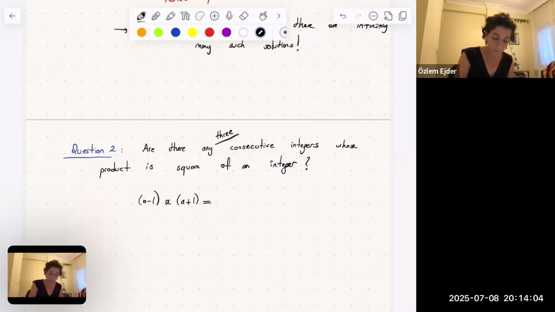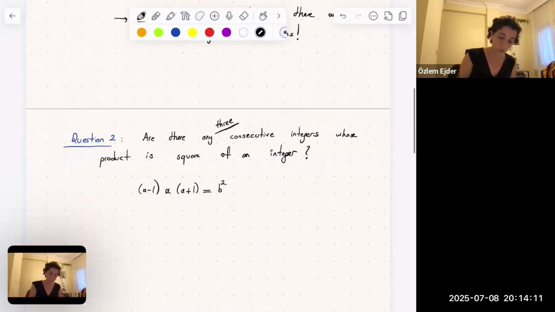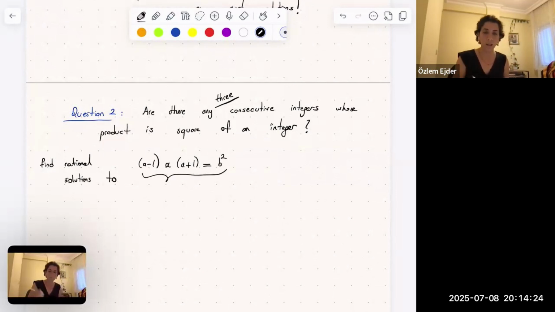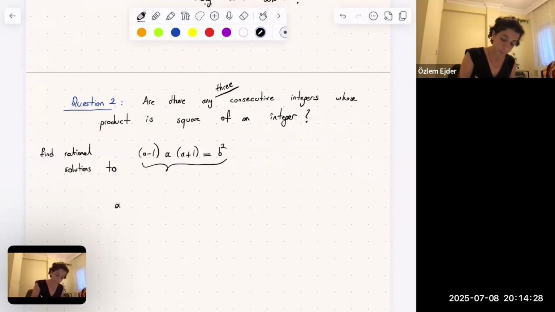And then I want this to be the square of some other integer. It doesn't have to be a, it is just some other integer b, and I get the square of that, and I multiply all these numbers. Okay, so then we're trying to solve this. So find rational solutions to this equation.